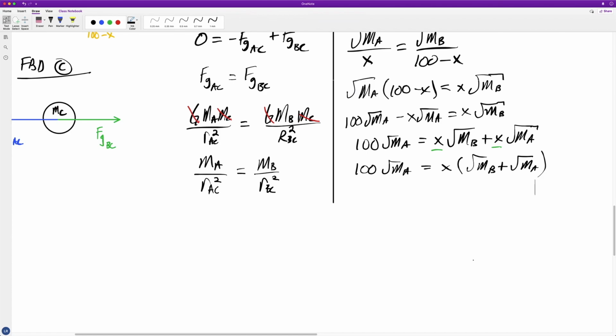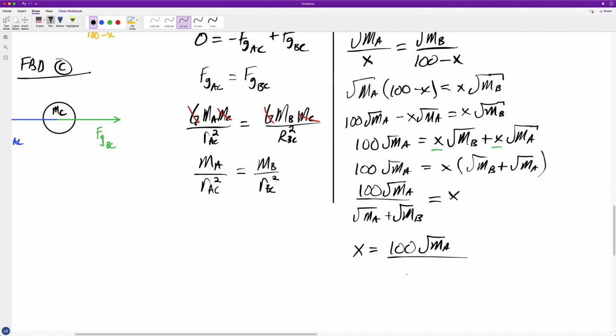And finally, I'm going to isolate for x. This bracket is bonded via multiplication, and the opposite of multiplication is division. So we're left with 100 root MA over root MA plus root MB equals x. Now, I switched the order of these things for no other good reason than that I prefer them in alphabetical order, which I realize is a very particular thing and not necessary. It just looks prettier in my opinion.